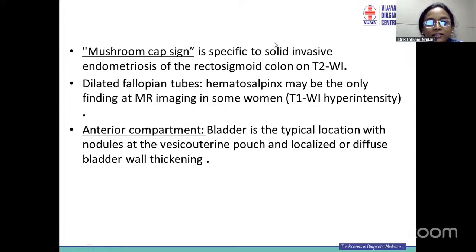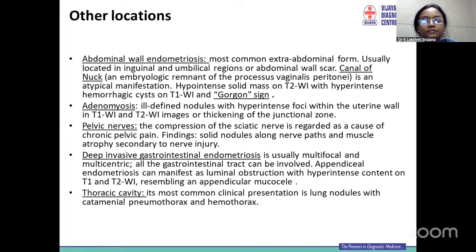Mushroom cap sign is solid invasive endometriosis of the rectosigmoid colon on T2 weighted sequence. Dilated fallopian tubes with hematosalpinx is endometriosis involving the middle compartment. And coming to anterior compartment involvement, the bladder is the typical location with nodules at the vesicouterine pouch. Either they present as localized or diffuse wall thickening. Other sites of involvement are abdominal wall endometriosis, like post C-section scar site, and inguinal and umbilical regions.